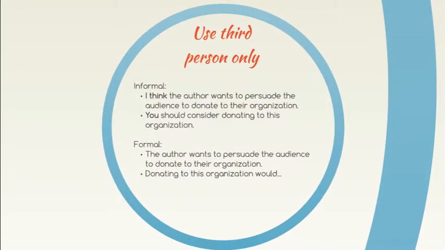Now about using third person only, here are some informal examples. I think the author wants to persuade the audience to donate to their organization. You should consider donating to this organization. Versus formal examples. The author wants to persuade the audience to donate to their organization. Donating to this organization would. As you can see, you need to switch around the syntax of your sentence in order to avoid using the first or second person.